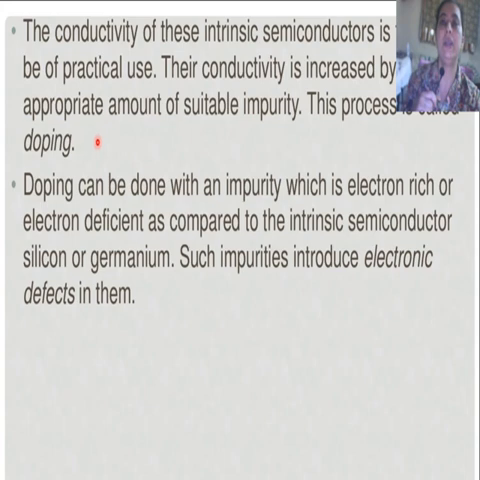Doping is actually a process to increase the conductivity of a semiconductor by adding a small amount of impurity to it. Doping can be done with an impurity which is electron rich or electron deficient as compared to the intrinsic semiconductor, silicon or germanium. Such impurities introduce electronic defects in them.